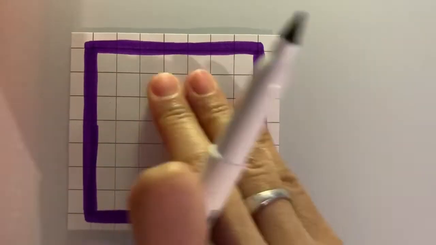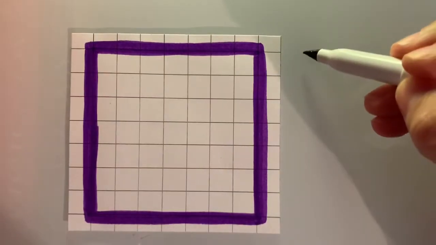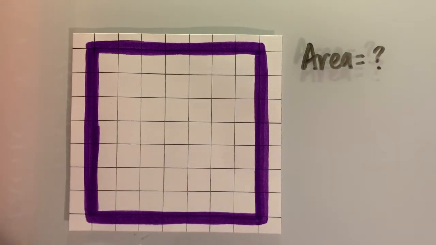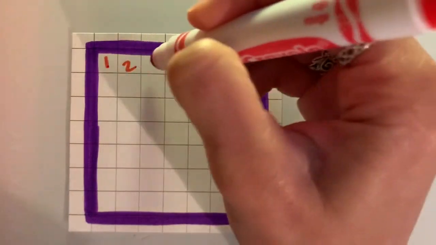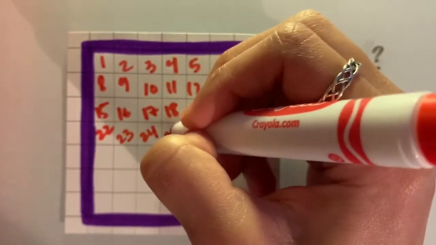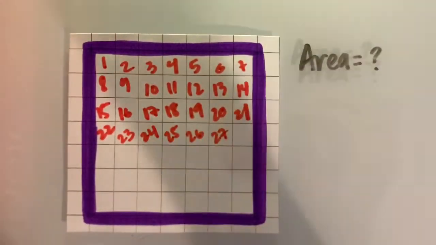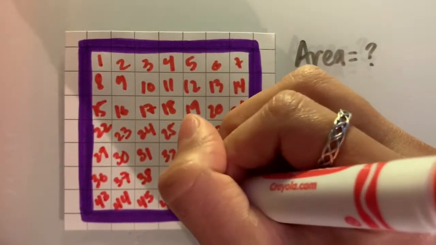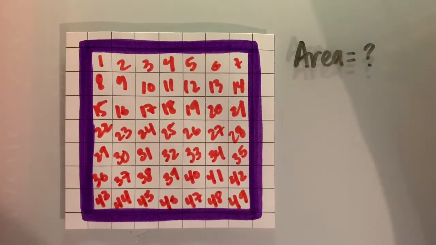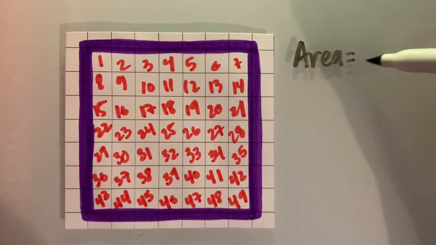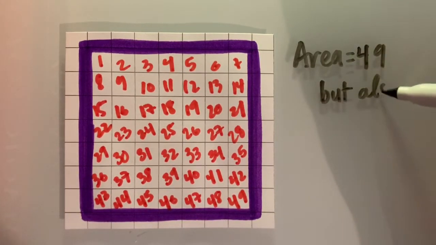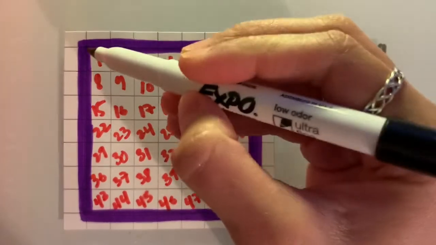Let's take a look at this last problem here. We need to find the area. And this looks like a huge rectangle. We can start by counting each individual square, which I did here, but that would take a very long time. So we can also go back and find how many rows and how many are in each row.